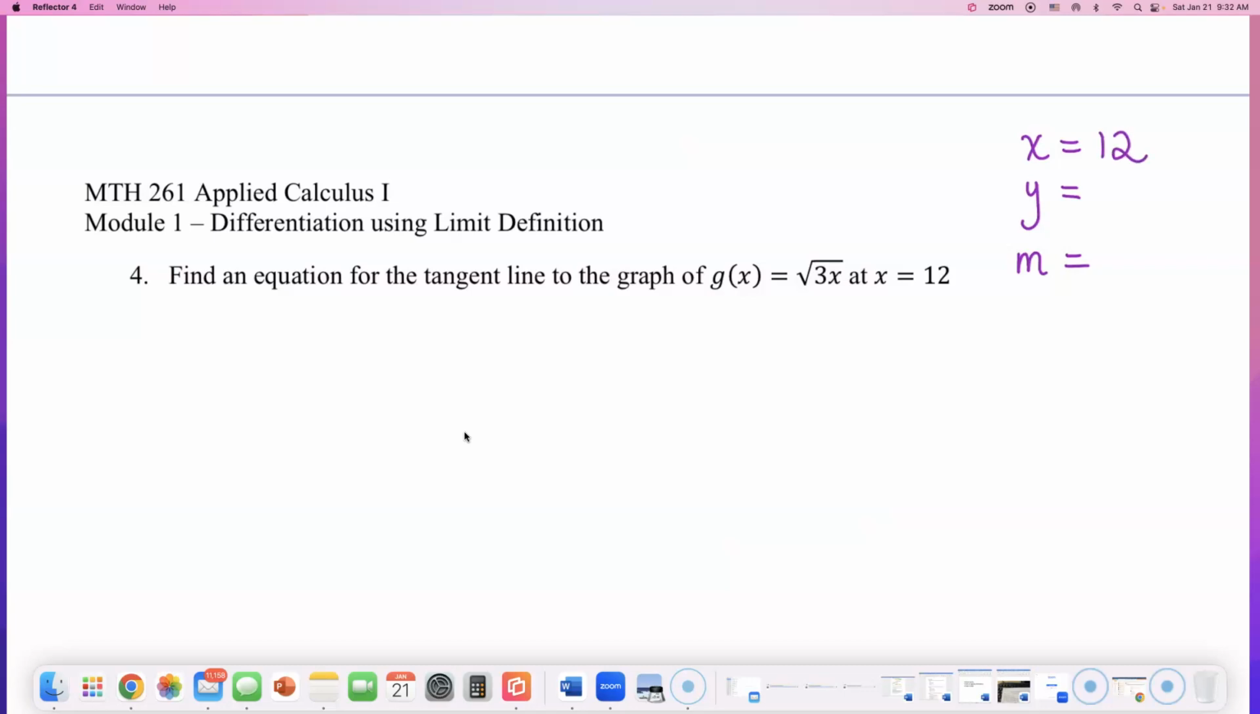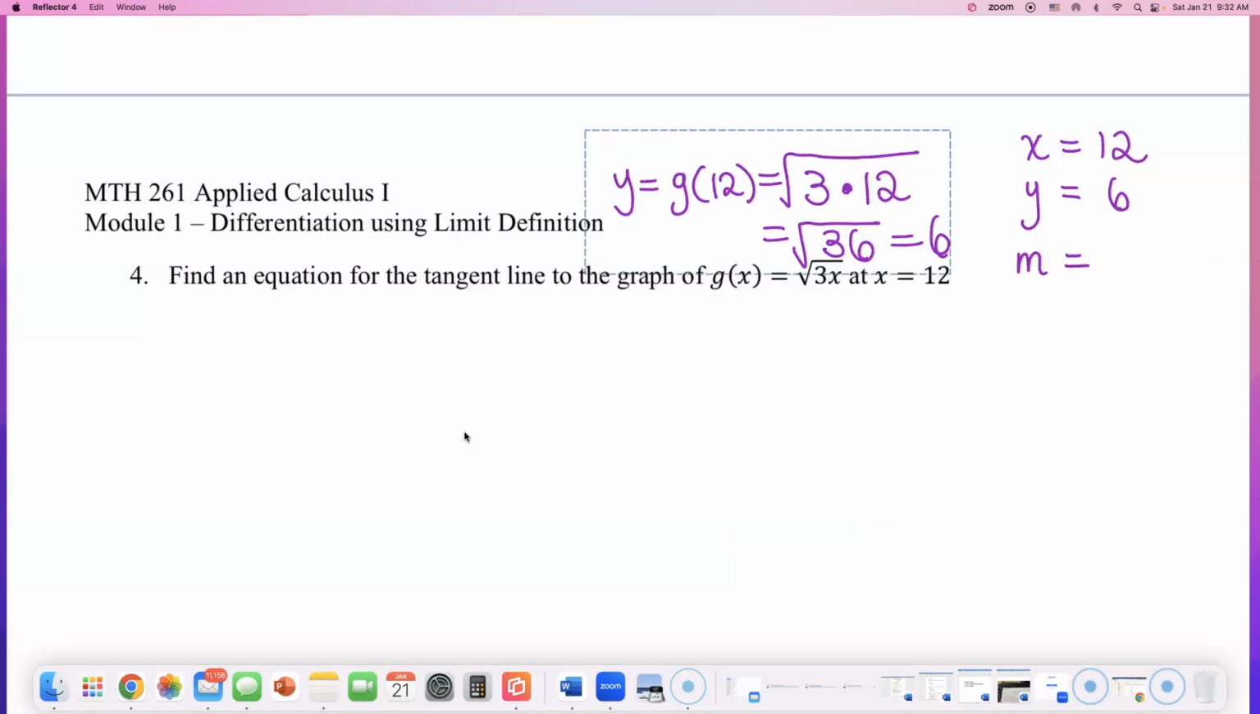We can easily find what y is by plugging in the given x value into the function. So y is g of 12. So plug in the 12 into the function they gave us. That's going to be the square root of 3 times 12. Well, 3 times 12 is 36, and square root of 36 is 6. So it did some work to find the y value.